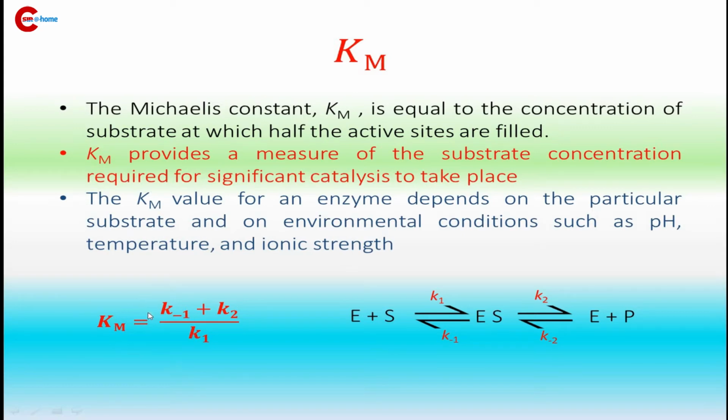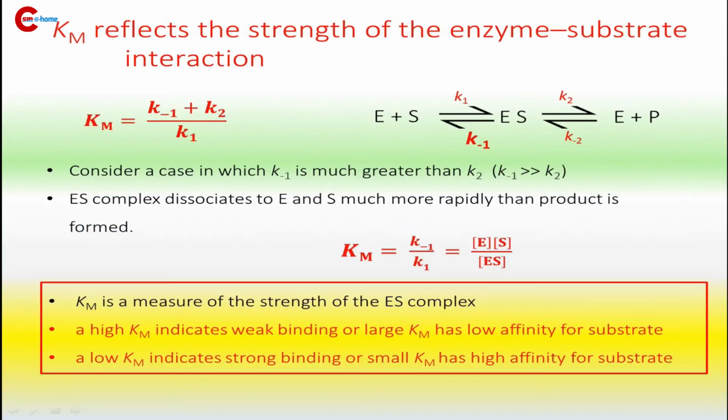This is the equation for Km. Km is equal to K minus 1 plus K2 divided by K1, where K is the rate constant. This equation we have studied in the previous section. E plus S is converted into the enzyme substrate complex, then it is converted into enzyme plus product. And these are the rate constants: K1, K2, K minus 1 and K minus 2.